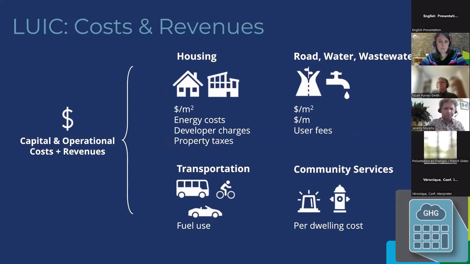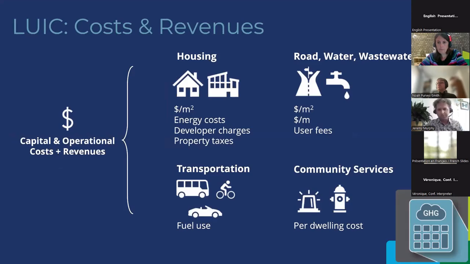So for costs, we have all of the same sectors, plus one additional sector for the community services that are provided. These are in different units. For housing, we have energy costs, and taxes and development fees are included in there. The construction costs are on a dollar per meter squared basis. Similarly, for the infrastructure, it's dollar per meter squared when it comes to things like roads, and dollar per meter when it comes to things like water and wastewater infrastructure. And we include usage fees in the financial calculations there.